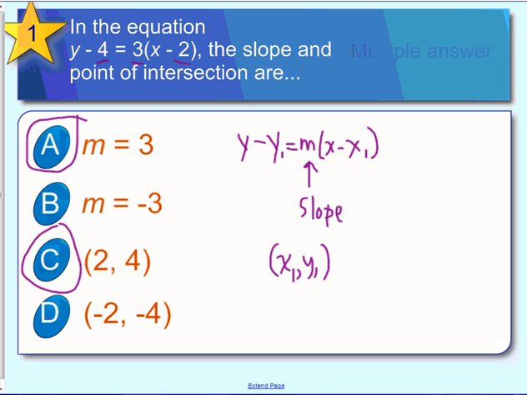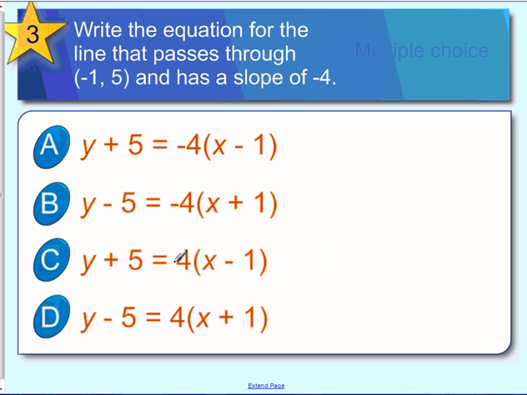All right, so let's do another example. So we have, write the equation for the line that passes through negative 1, 5 and has a slope of negative 4. Well, the first thing, the easiest part, is to figure out which equations on here have the slope of negative 4. Think about it. If you said A or B, you're correct. So C cannot be 1 and D cannot be 1. So we can just cross those out right away.